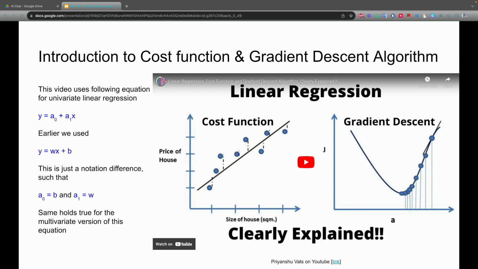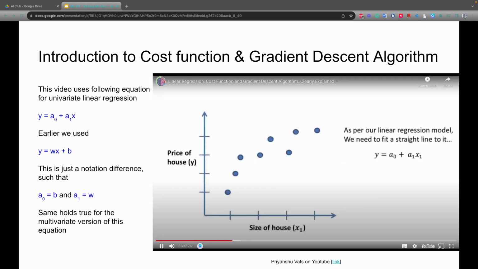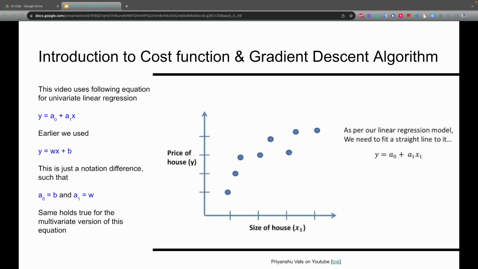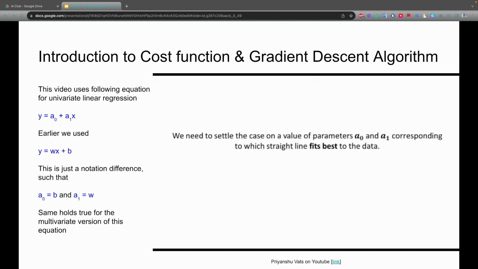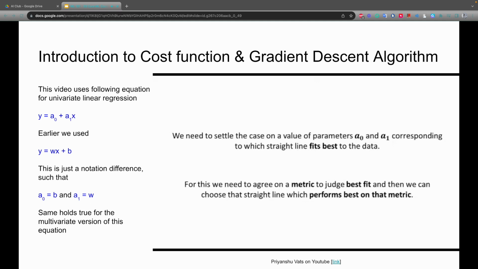In this video, we will learn how the linear regression algorithm figures out the parameter values that best fit the training data. As per our linear regression model, we need to fit a straight line to it with equation y equals a0 plus a1 x. And depending on values of a0 and a1, we can have many possibilities which look promising. We need to settle the case on a value of parameters a0 and a1 corresponding to which the straight line fits best to the data. For this, we need to agree on a metric to judge best fit, and we can choose that straight line which performs best on that metric.